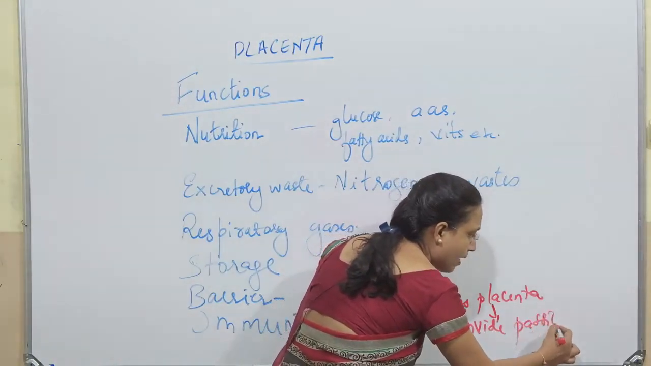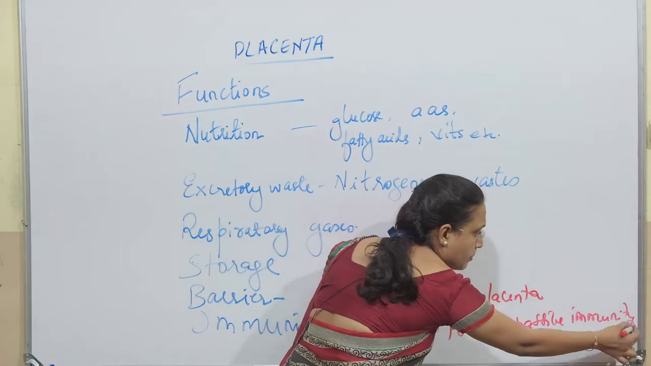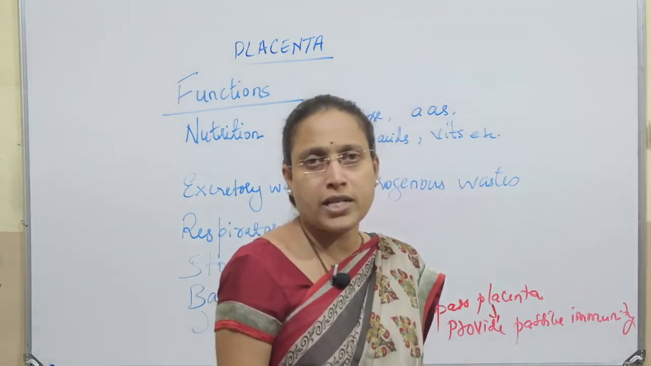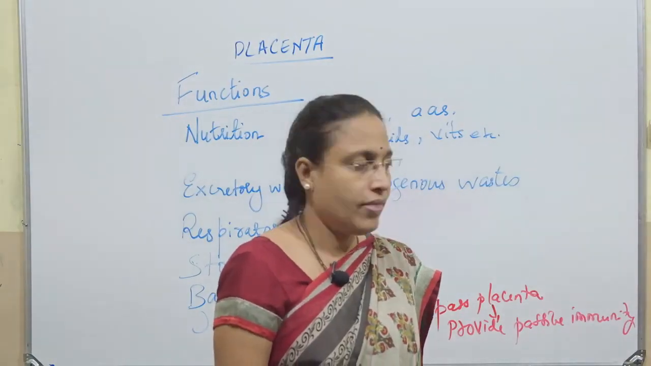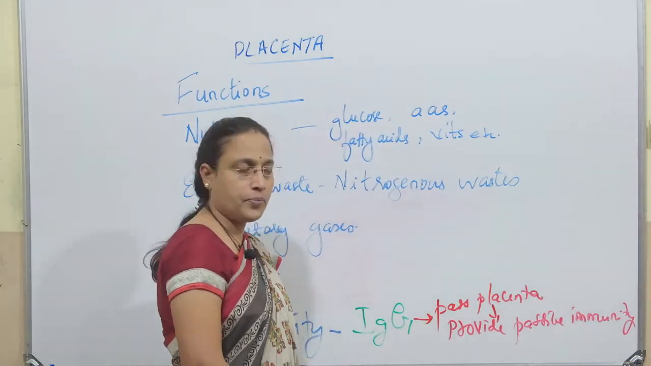Why do you call it passive immunity? It is because the fetus will not produce its own antibodies. It's getting ready-made antibodies from the mother. And that is why it's called passive immunity.